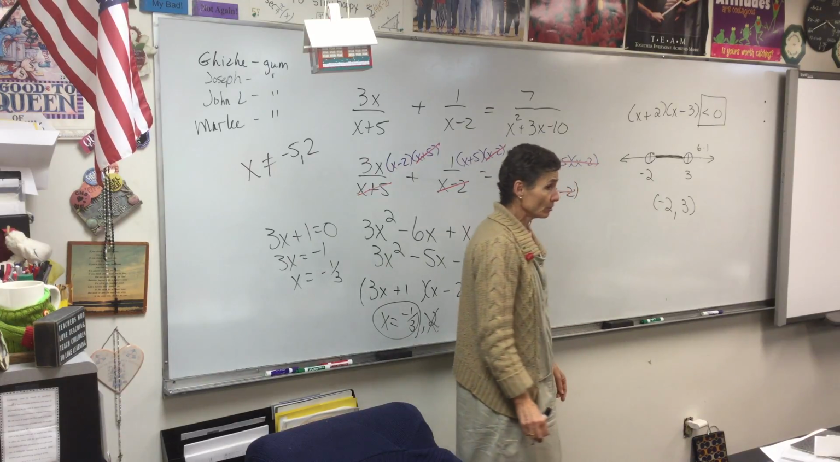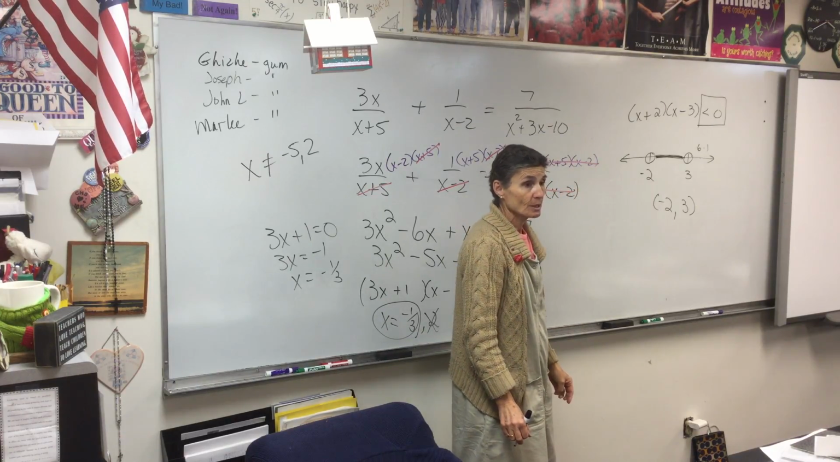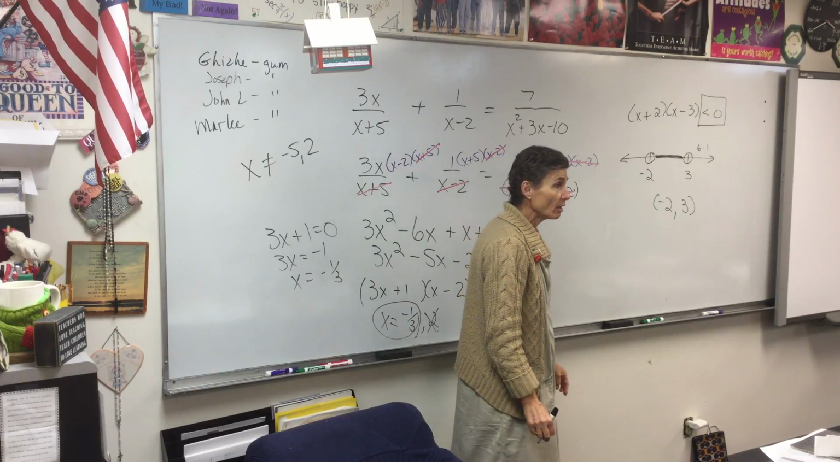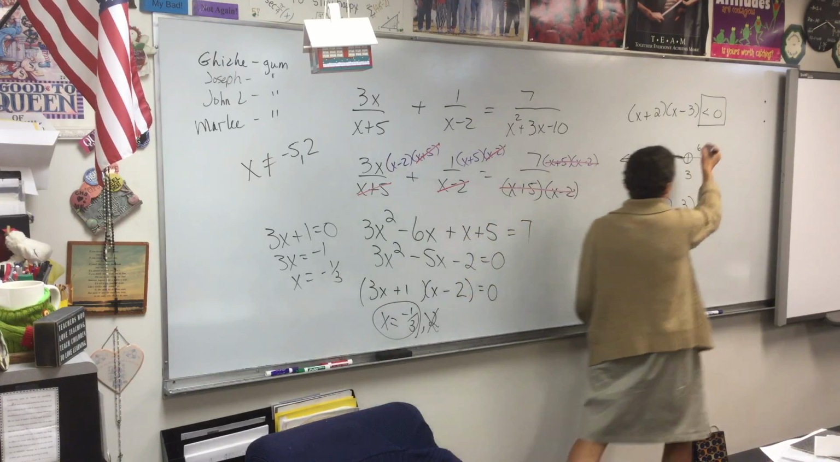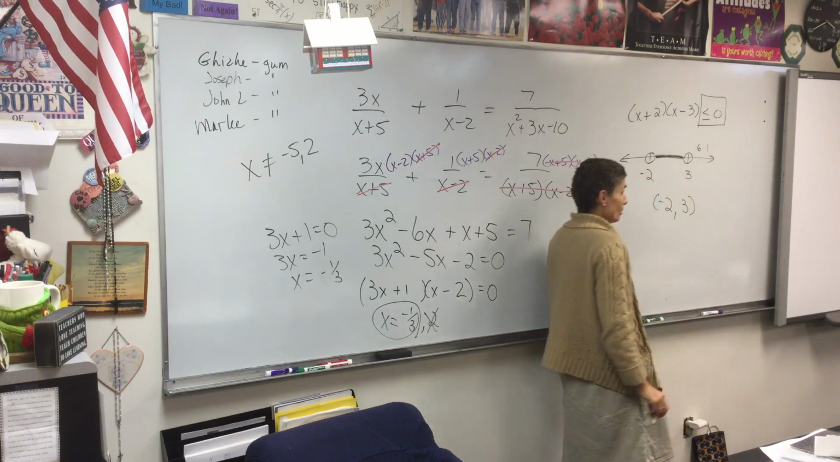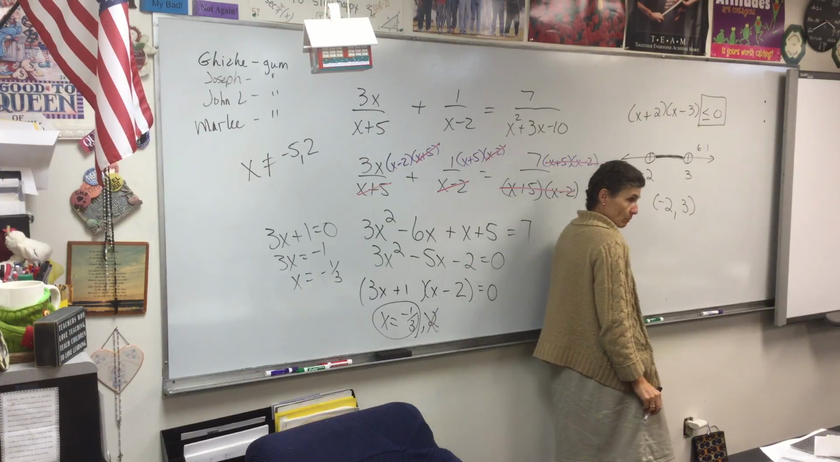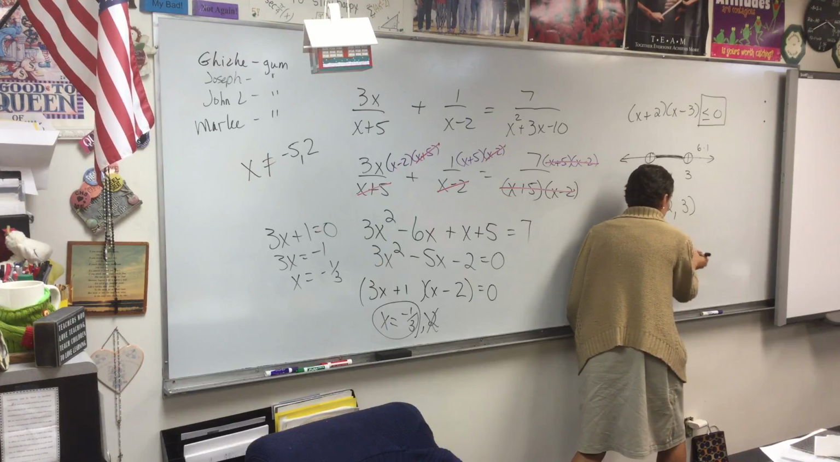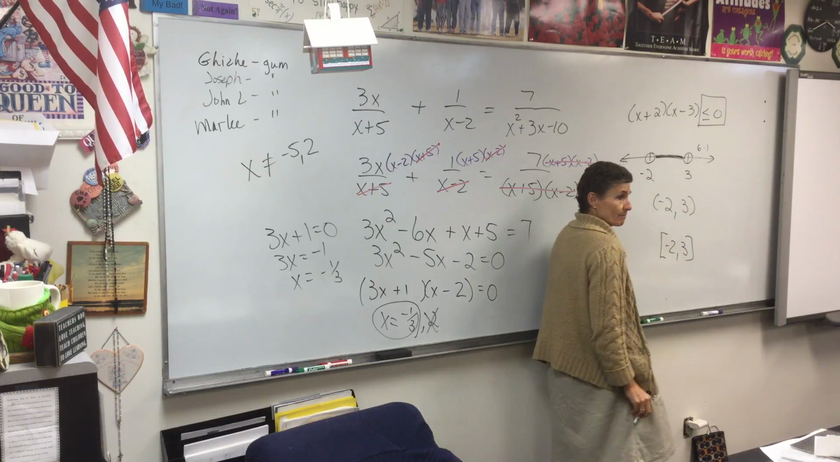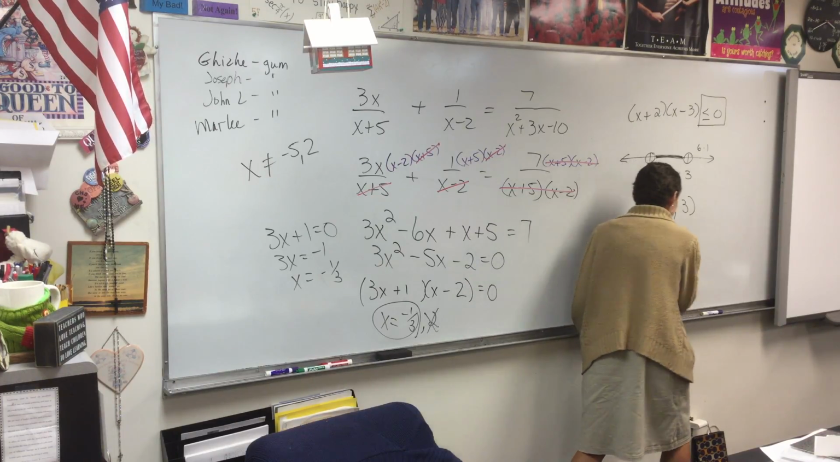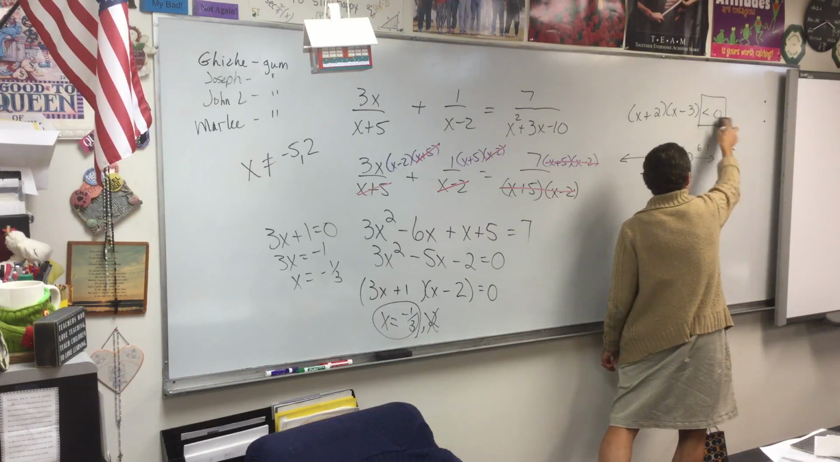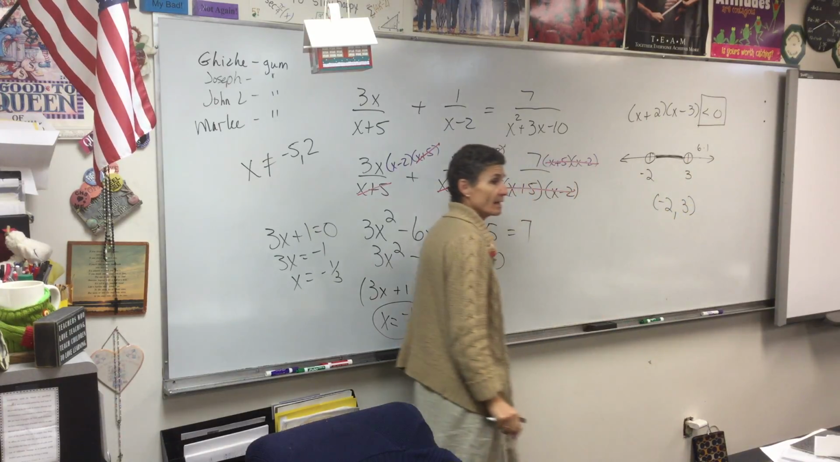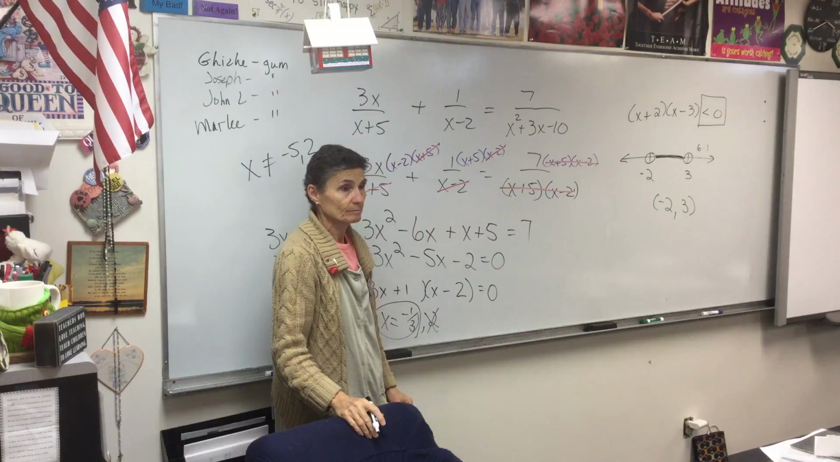Should I color in those dots? No. I would color them in only if that had been in or equal to. Then I would color the dots in, and then my answer would look like this, right? Brackets. But because it wasn't an or equal to, I left the dots open and I used parentheses.